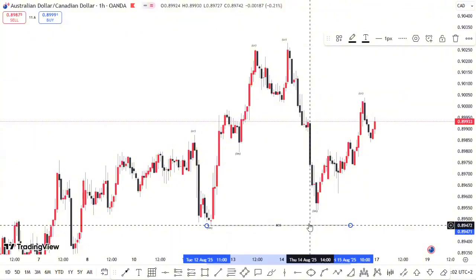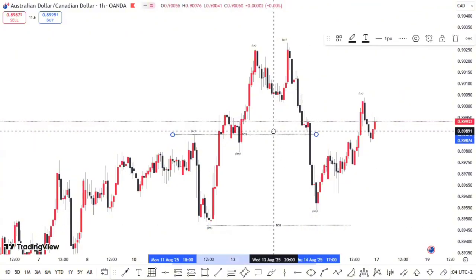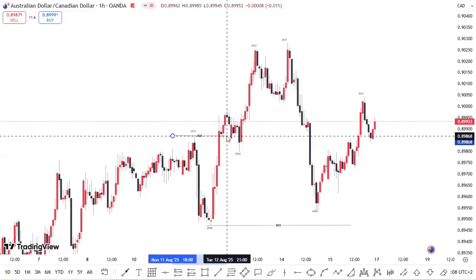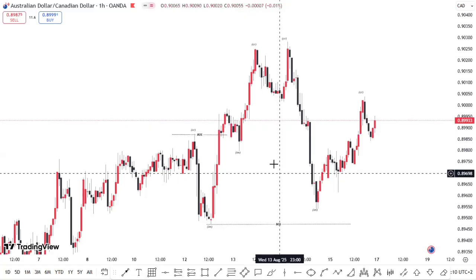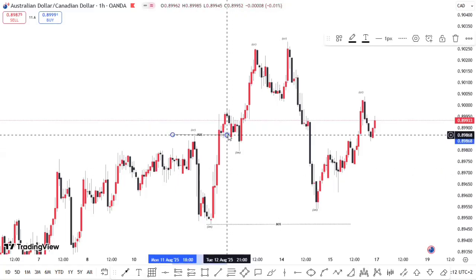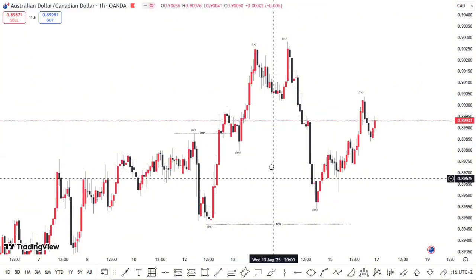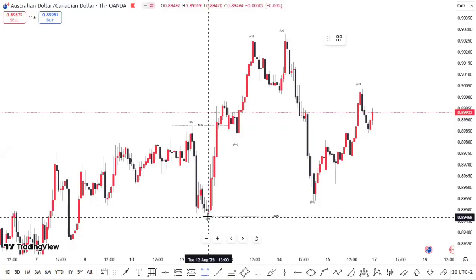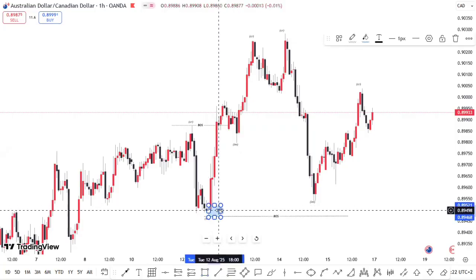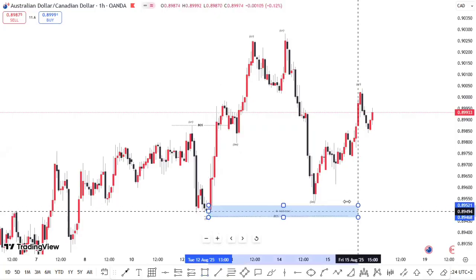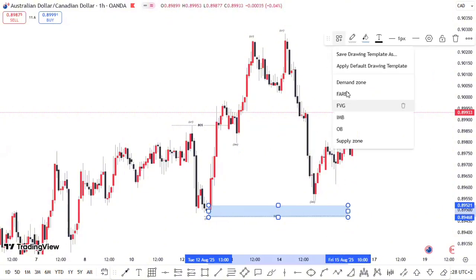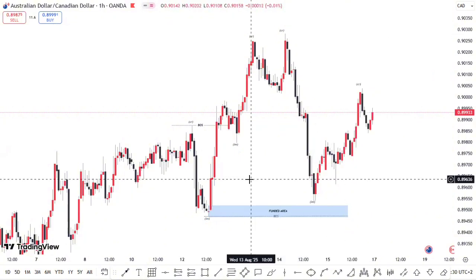Break of structure, copy. Okay, let me adjust this one. Take my rectangle. Okay, make sure that it's well placed on my last candlestick before the impulse. Name it there as my funded area.